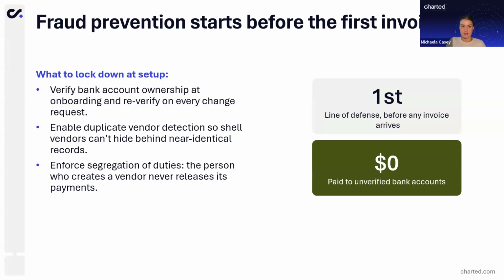And then last but not least here, we have enforced segregation of duties. The person who creates the vendor should never be the one to release the payments to the vendor. Most of those insider billing schemes that we touched on previously would require one person to control both ends of those processes. And then on the right-hand side here, we have the first and the $0. Onboarding is always your first line of defense, and the goal is $0 ever paid to an unverified bank account.